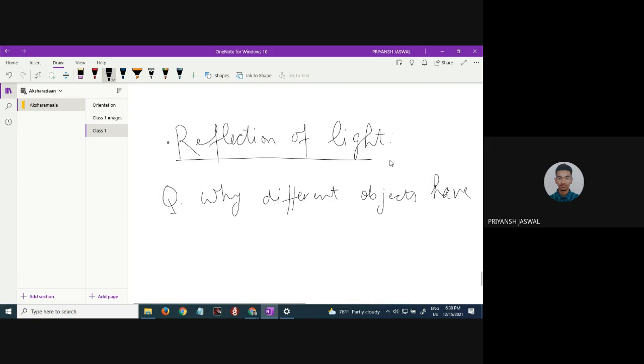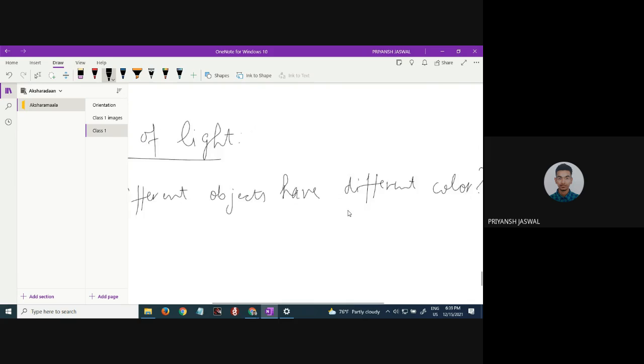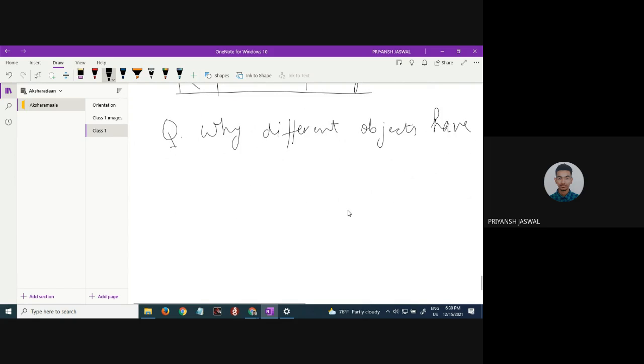Now, what does this question mean? Why do different objects have different colors? Suppose you are using your smartphone right now. Some phones will be black, some will be white, and maybe some other color also. You are wearing some shirt, it might be red or blue. Your pants will be black or something else. Your house will be white, yellow, orange, green, blue, any color. You have favorite colors also.